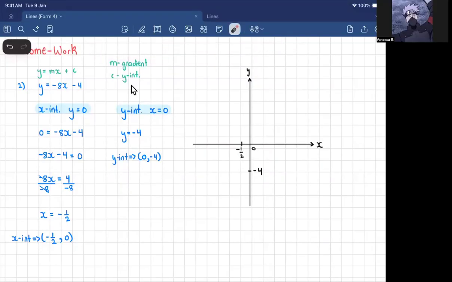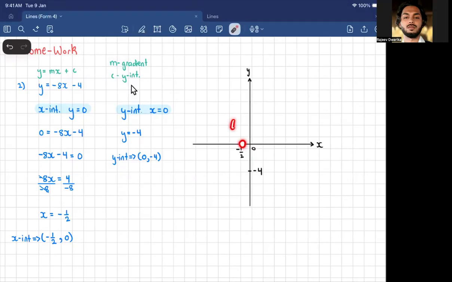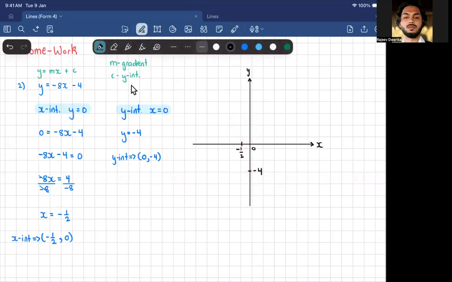So do you have any idea as to how I would draw my line? I have these 2 points over here. This point is negative a half, comma 0. And this point is 0, comma minus 4. Do you know how you would draw the graph?